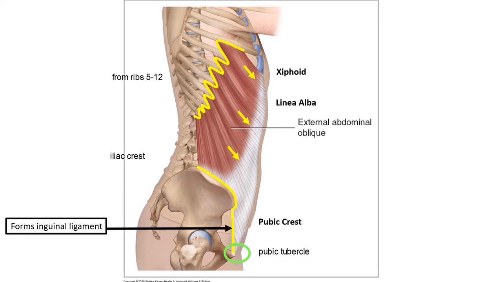Now, this muscle has a special feature, and that is what is called the inguinal ligament. This is a structure that is representing the free edge of the external oblique muscle, where it turns around itself medially and forms the inguinal ligament.